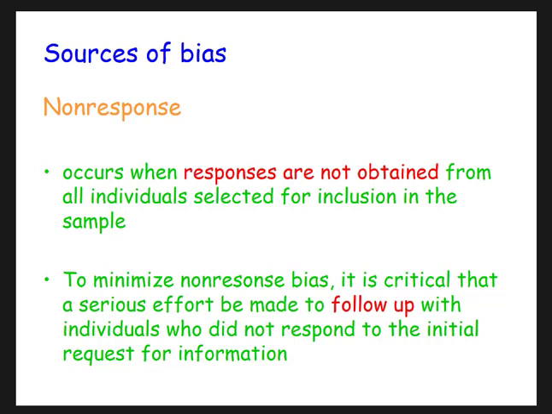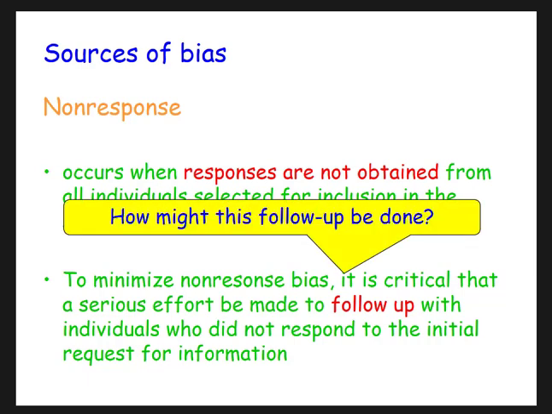And those people who don't respond have a tendency to answer, and usually in a certain way or a common way. To minimize the non-response bias, it is critical that serious efforts are made to follow up with those individuals who did not respond to the initial question. Again, you still can't force them to respond. So how might this be done?